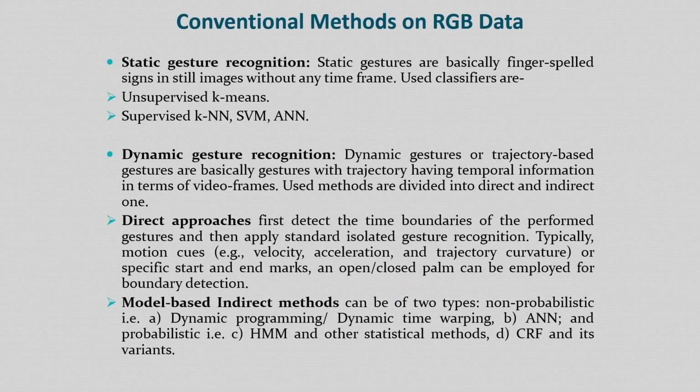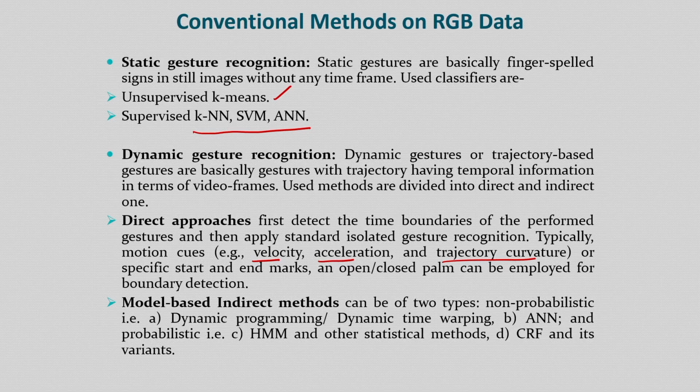So for static gesture recognition we can apply supervised classification techniques like k nearest neighbor, support vector machine, artificial neural networks. For the unsupervised, maybe we can consider the k-means algorithm. And for dynamic gesture recognition we have to consider the motion parameters. That means we can consider the motion trajectory, and from the motion trajectory we can determine the dynamic features like the velocity, the acceleration, and trajectory curvature. And based on these features we can do the classification.